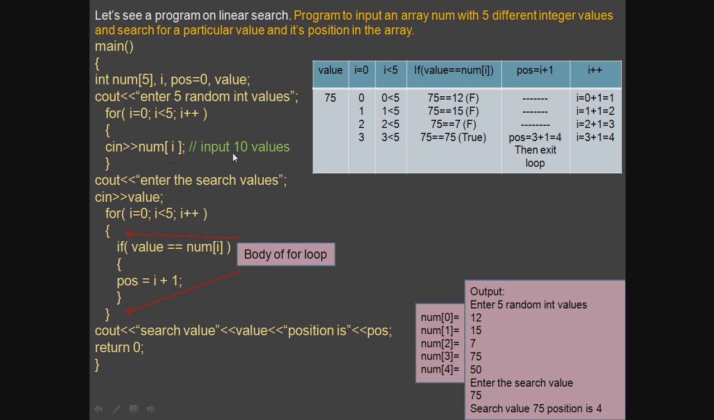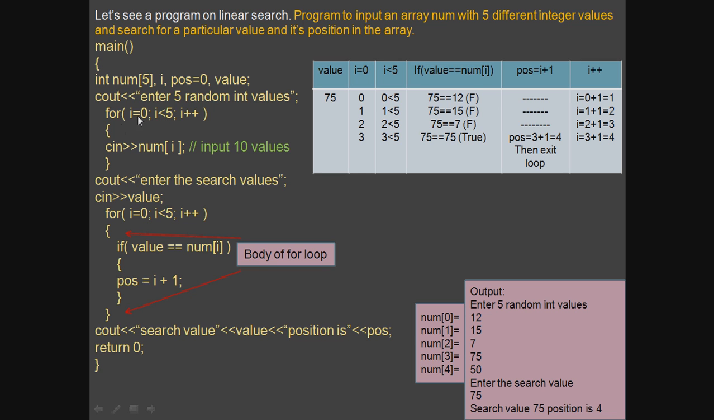So this is input of 5 values, not 10. It depends on you. If you change this to 10, you will get to input 10 values. Based on that, num i means num0. So in num0, let's say you enter 5 random integer values, and in num0 you enter 12. After that, i gets incremented to 0 plus 1, that is 1, and 1 is less than 5.